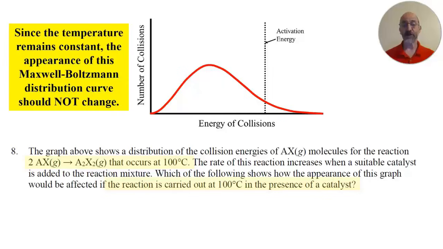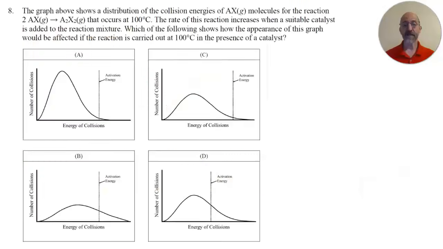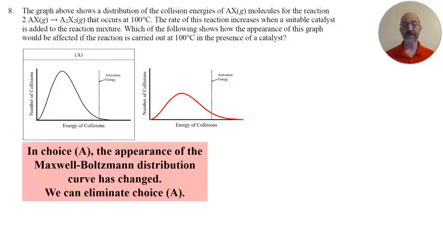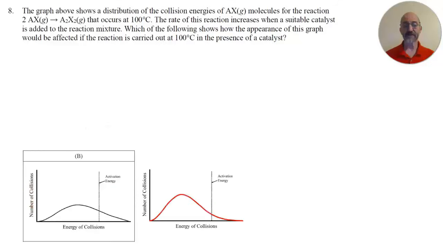I'm going to start with choice A, and if we can see a difference in the appearance of the Maxwell-Boltzmann distribution curve, then that would imply a different temperature, and we can eliminate that choice. So let's start with choice A. Hopefully you can see how different that curve appears. It looks like they tried to change the temperature in the appearance of that curve in choice A. So in choice A, the appearance of the Maxwell-Boltzmann distribution curve has changed, so we can eliminate choice A.